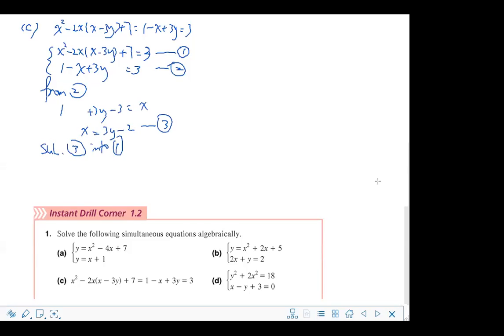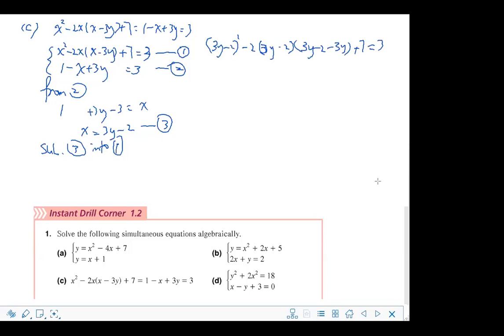Okay, so I'm going to write here, x will be changed to 3y minus 2. So x squared becomes 3y minus 2 bracket square minus 2 times x. That is 2 times 3y minus 2 times x minus 3y becomes 3y minus 2 minus 3y. And then plus 7 is equal to 3. Okay? And then we do the simplification first.